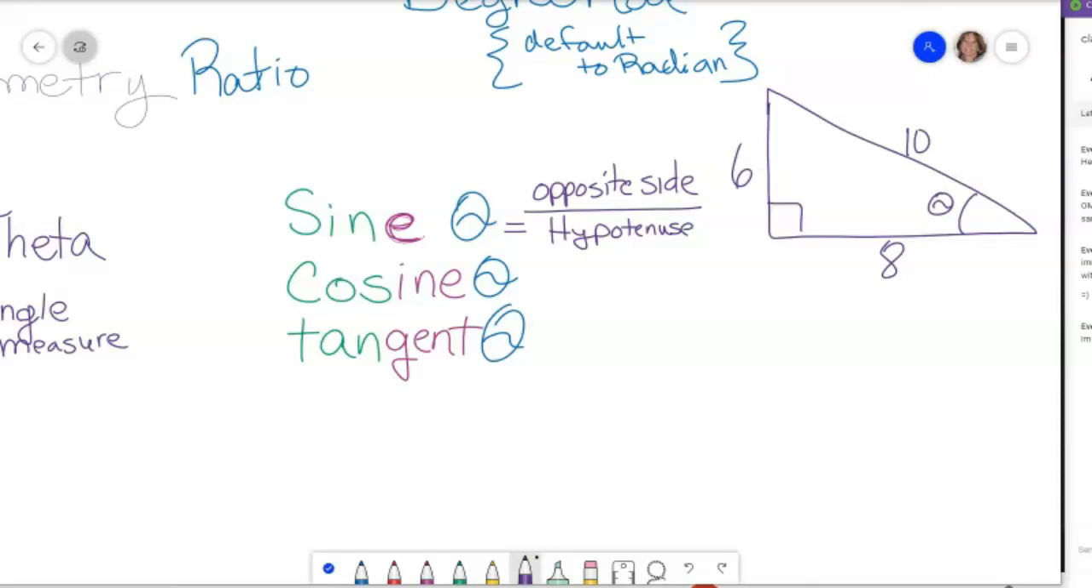So in this situation here, the opposite side of theta is 6, right? And my hypotenuse is 10.